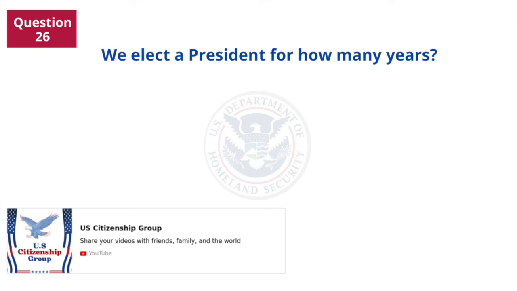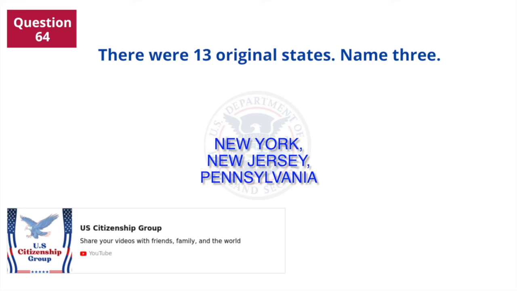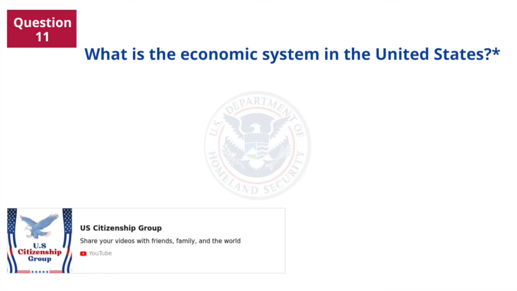We elect a president for how many years? 4. There were 13 original states. Name 3. New York, New Jersey, and Pennsylvania. What is the economic system in the United States? Market economy.